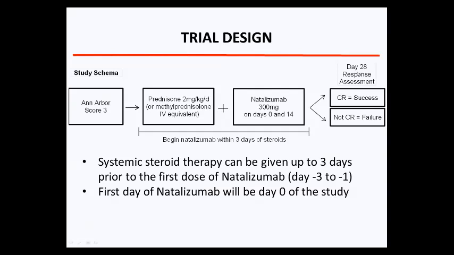On day 28 you assess it. Whatever else is not considered a success. Always remember natalizumab is started within 3 days of steroids. Systemic steroid therapy can be given up to 3 days prior to the first dose of natalizumab. So you can also count by day -3, -2, -1, and day 0. And the CR does not take into account the ability to take patients off steroids. CR is just clinical CR. It's based on organ response.